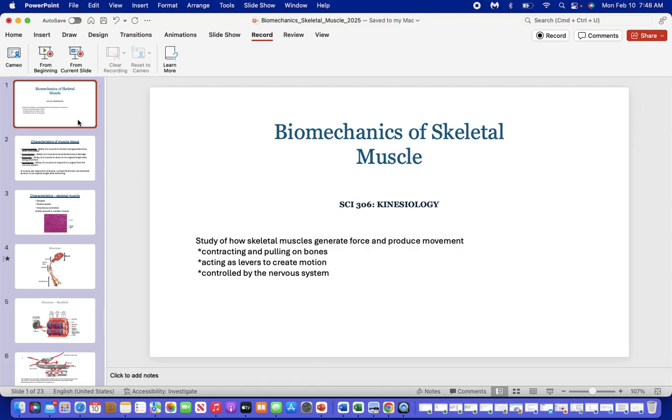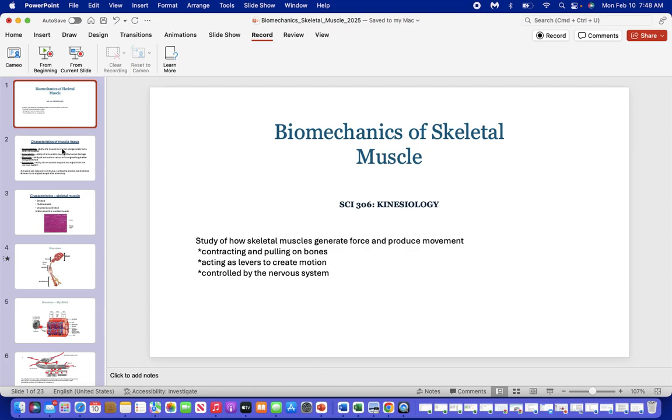Biomechanics of skeletal muscle is the study of how skeletal muscles generate force and produce movement by contracting and pulling on bones, essentially acting as levers to create motion. It's controlled by the nervous system and achieves coordinated movement throughout the body.